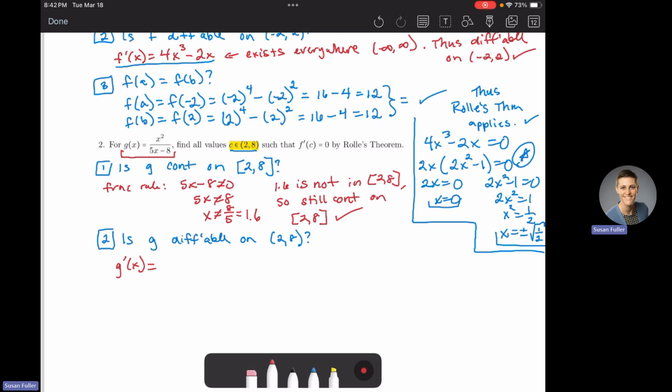Yes, it's a quotient rule. So you're going to call the top high and the bottom low, or the top f and the bottom g, and you are going to rock with your quotient rule. I like high and low, so here we go.